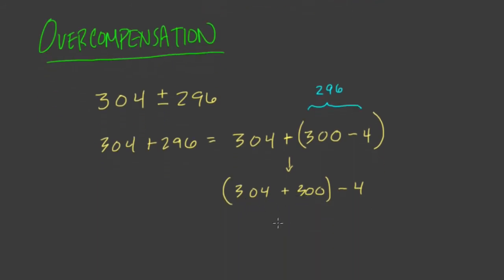304 plus 300, well, just think of the place value. It kind of builds on that decomposition method. 300 and 300 is 600. So this is 604. Minus 4 is 600, the answer. So quickly, you don't have to write these steps out, but in your head you can see 304 plus 296. Well, 304 plus 300, I know it's 604, and this 300 here is 4 above 296, so I subtract 4.